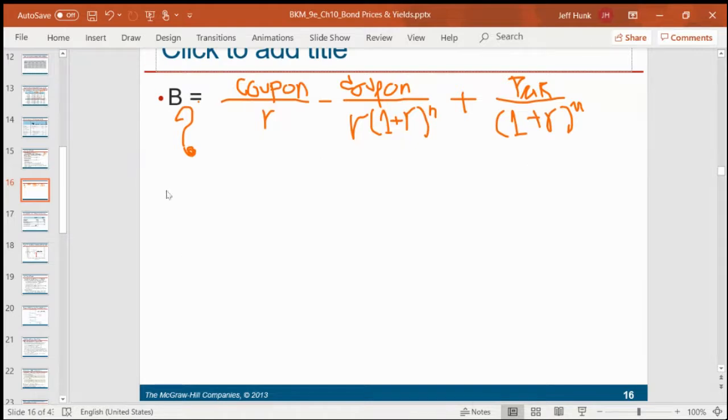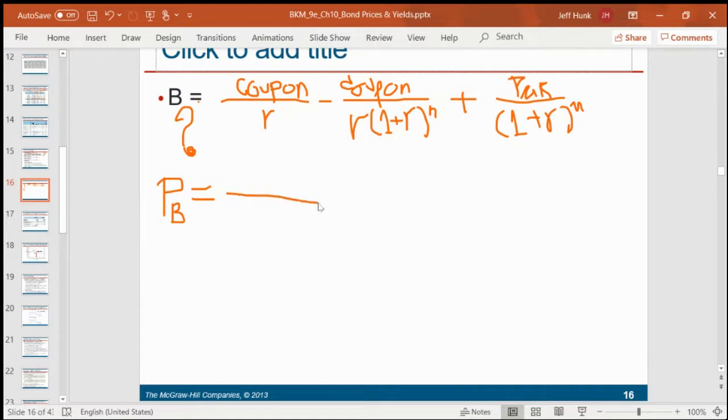But suppose I wrote it this way. Price of the bond. So what's the difference? I've been telling you, this is the intrinsic value, or the fair value, or rational price of the bond. And this is the market price of the bond, right?